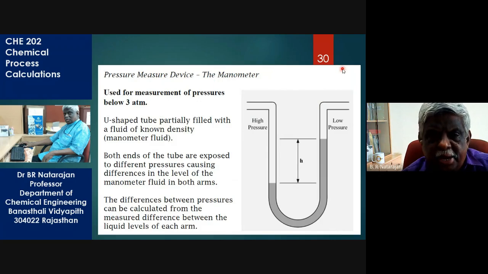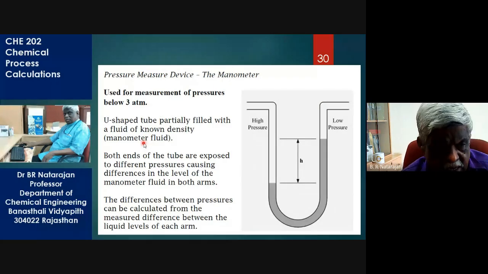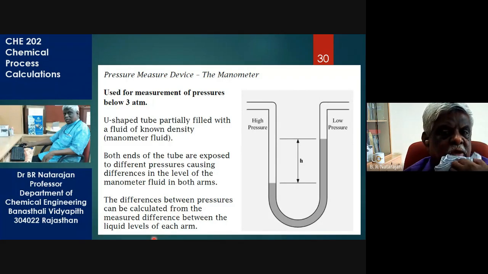Then you have the manometer, for measuring the pressure. In your third year, you will be doing a laboratory course where you will do a manometer experiment for pressure measurement. So right now we just see the basics. You will be doing a practical later on in the lab course. A manometer is usually used for measuring pressure below 3 atmospheres.